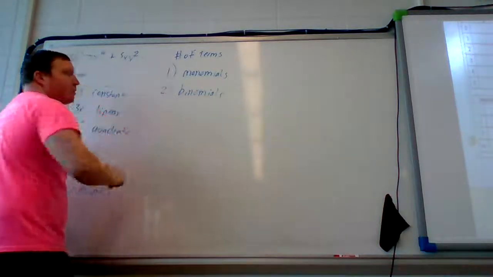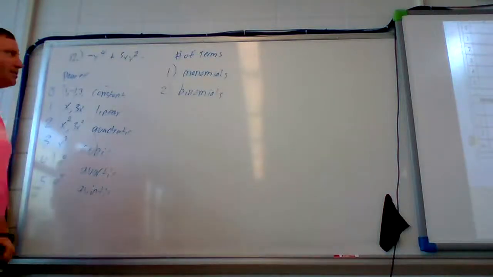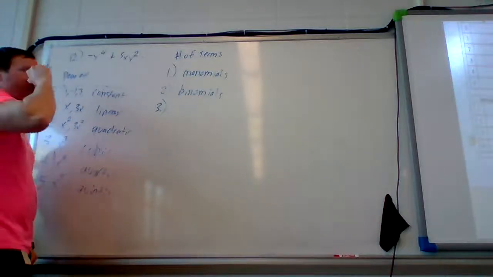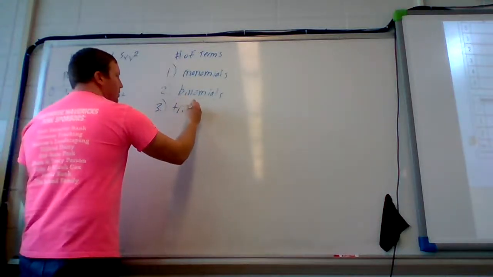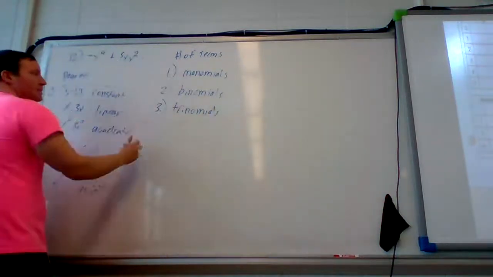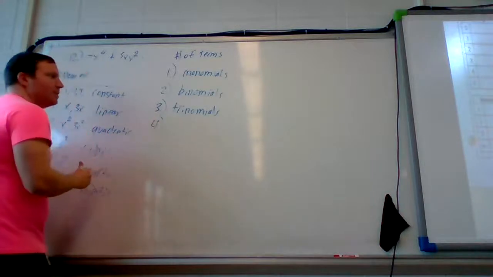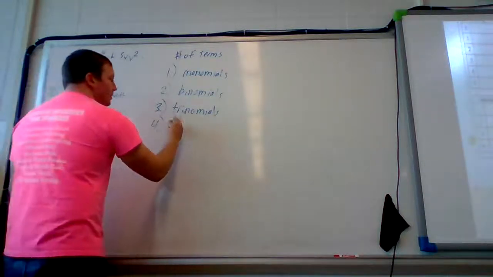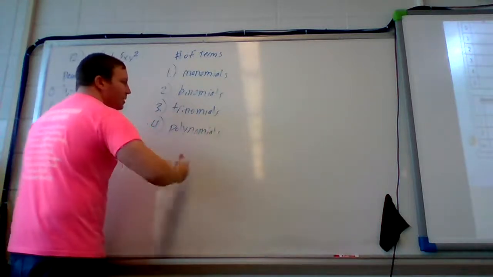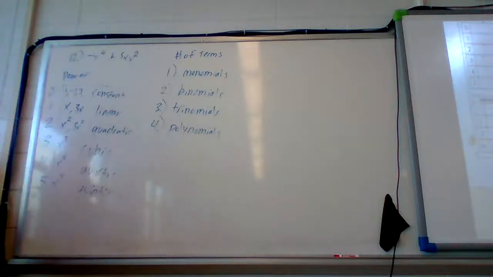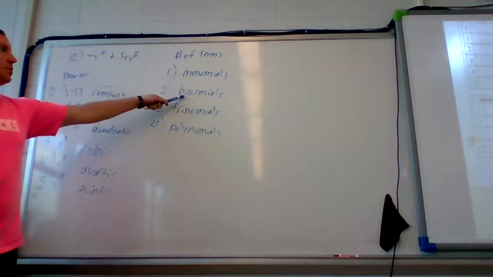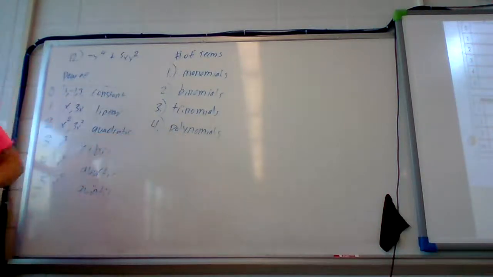So think humans were bipedal, we have 2 legs. Bi meaning 2. 3. Anybody want to take a guess? Trinomials. Think tricycle, we have 3 wheels. Tri, 3. And 4, this is our catch-all for anything bigger. We just call them polynomials. Poly meaning many. Okay. So there's our number of terms. Monomial, 1, 2, 3, and then poly just meaning many.